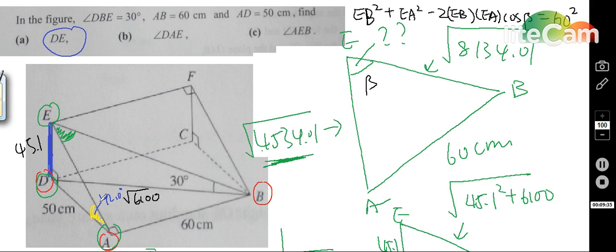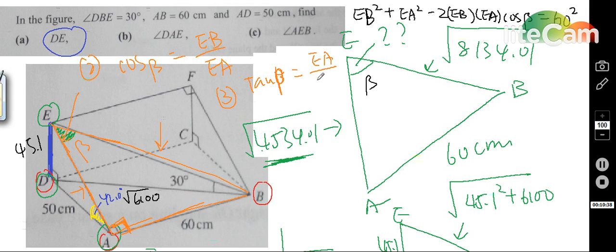Or second, we have the second method. We can see that it is a right angle, so we have the second method. Firstly we need to find this angle, and we have this and this length. We know the length of these two, so the second method is to use cosine beta equals EB over EA. Yes, cosine beta is okay. Or we can have a third method to use tangent beta. Tangent beta equals EA over EB.